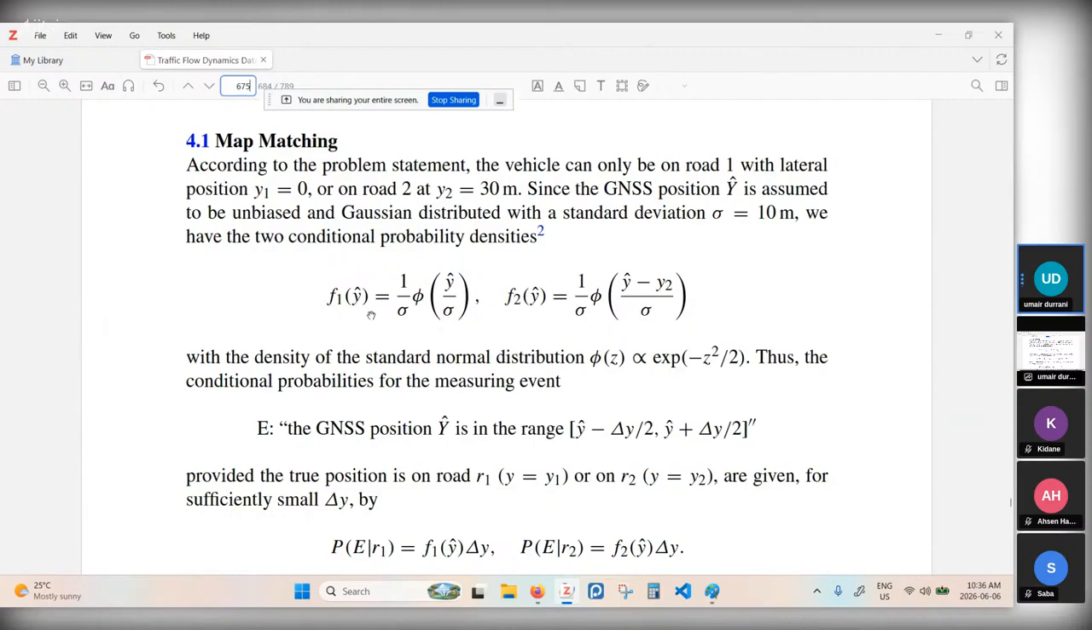One is for y1, which corresponds to the road segment R1. The second corresponds to R2, and the related value here is y2. Y1 we know is 0, so here they have skipped it. Y cap minus y1 is not shown here because y1 is 0. But for this formula, y cap minus y2 is shown because y2 in this case is 30 meters.